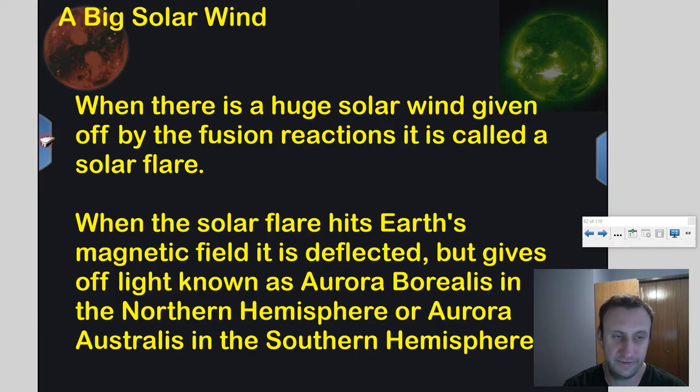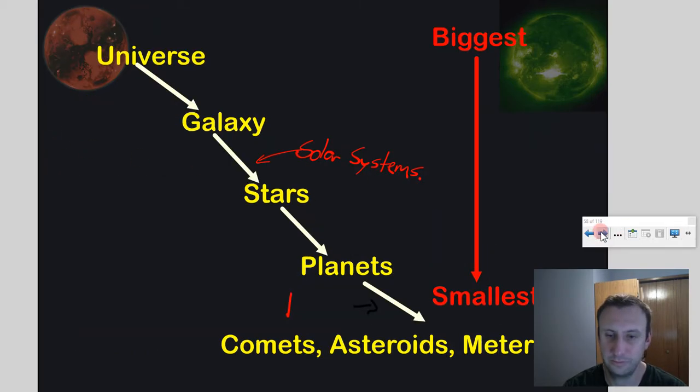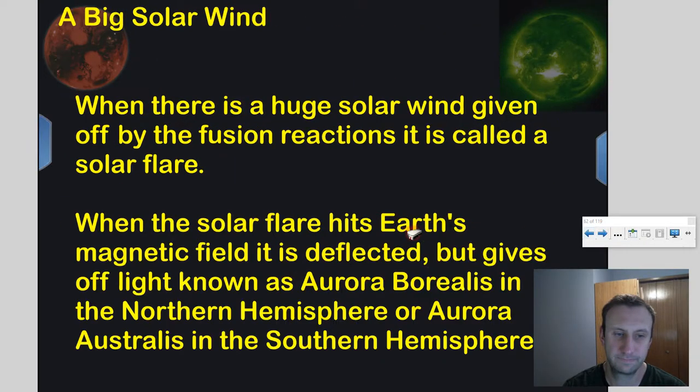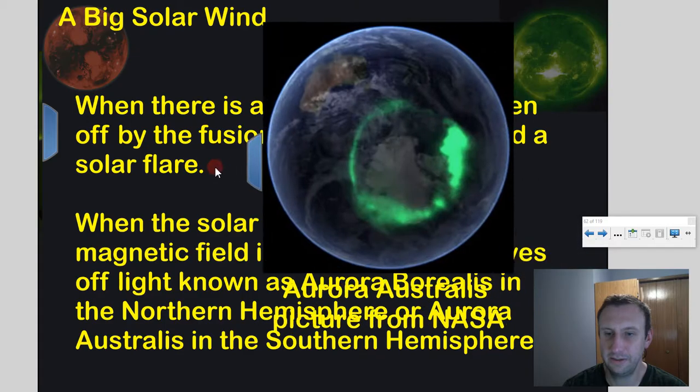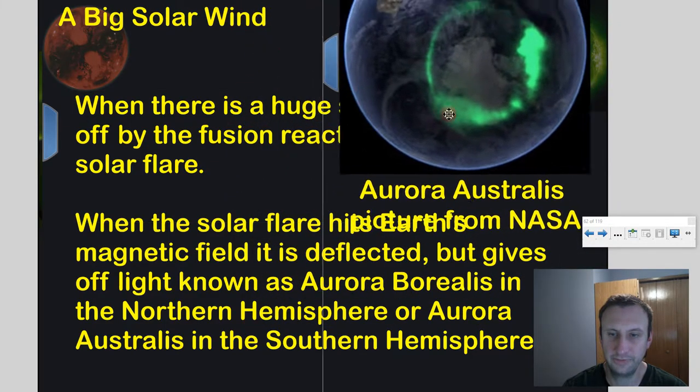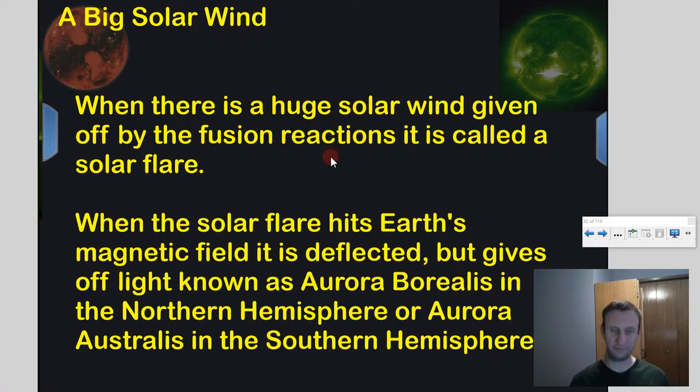This is the aurora borealis, and here we have the aurora australis. When solar flares release large amounts of charged particles and they hit Earth's magnetic field, they are deflected, but give off light known as the auroras. The aurora borealis in the northern hemisphere and the aurora australis in the southern hemisphere. This has to do with the charged particles bending their path and releasing energy in the process.